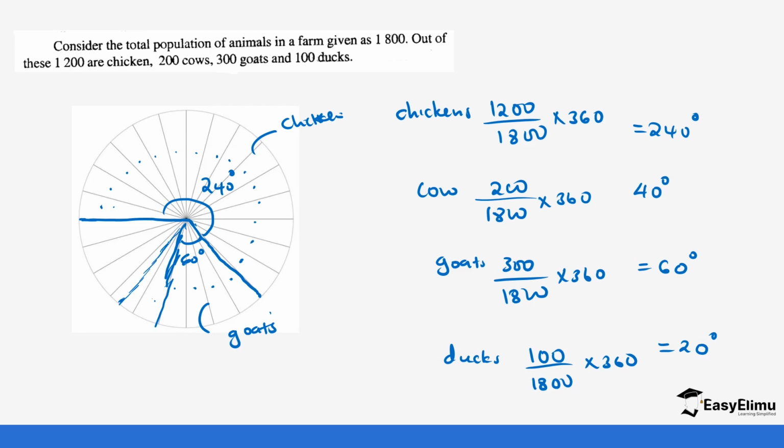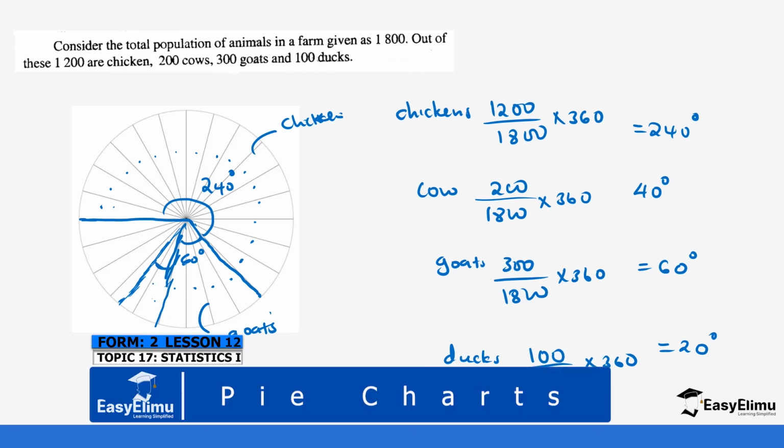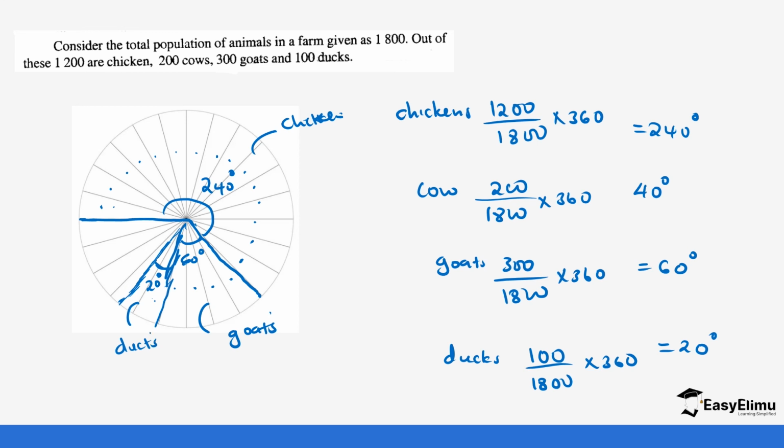Make sure you use your compass and protractor, it's going to help you. So this is 20 degrees, so this is going to represent the ducks. And the rest is going to represent 40 degrees, which represents the cows. You can shade accordingly, but that's how it's going to look at the end.